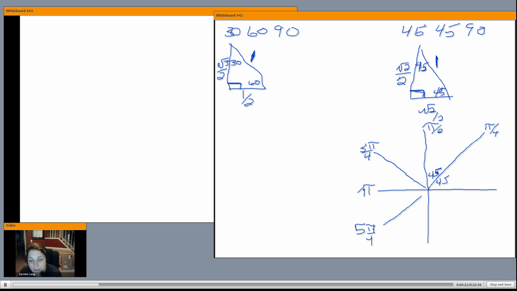This one's 6 pi over 4, but we want to reduce it. So 6 pi over 4 reduced is 3 pi over 4. And I went over this real thoroughly in the last recording. So if you're not sure about that, you might want to go back and watch that.